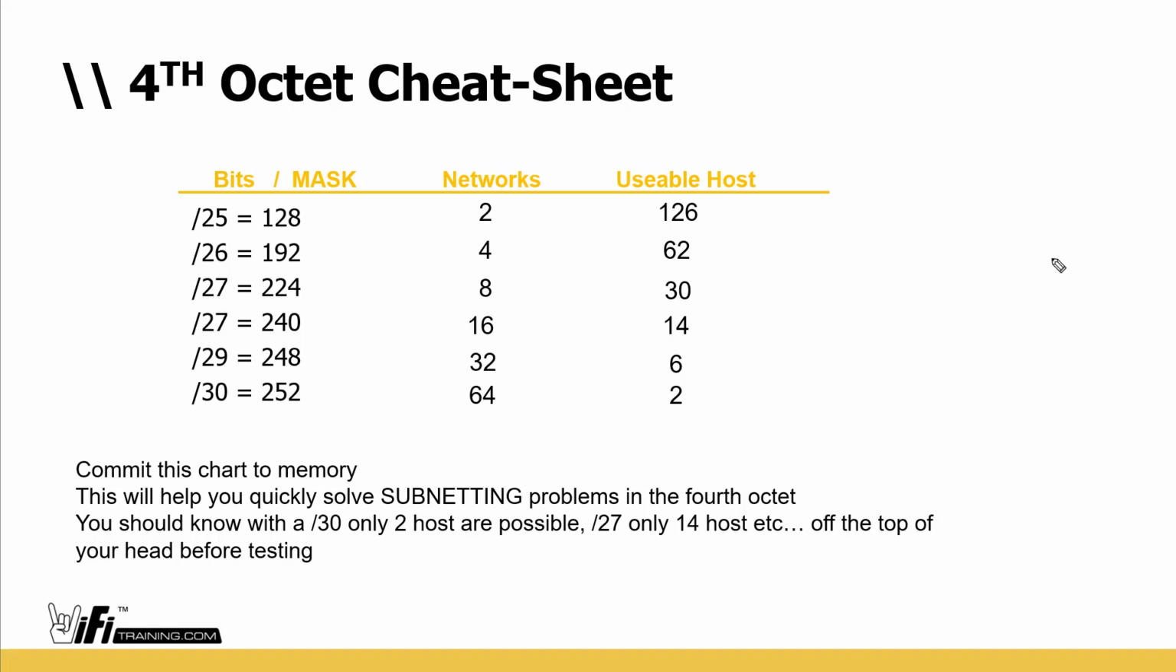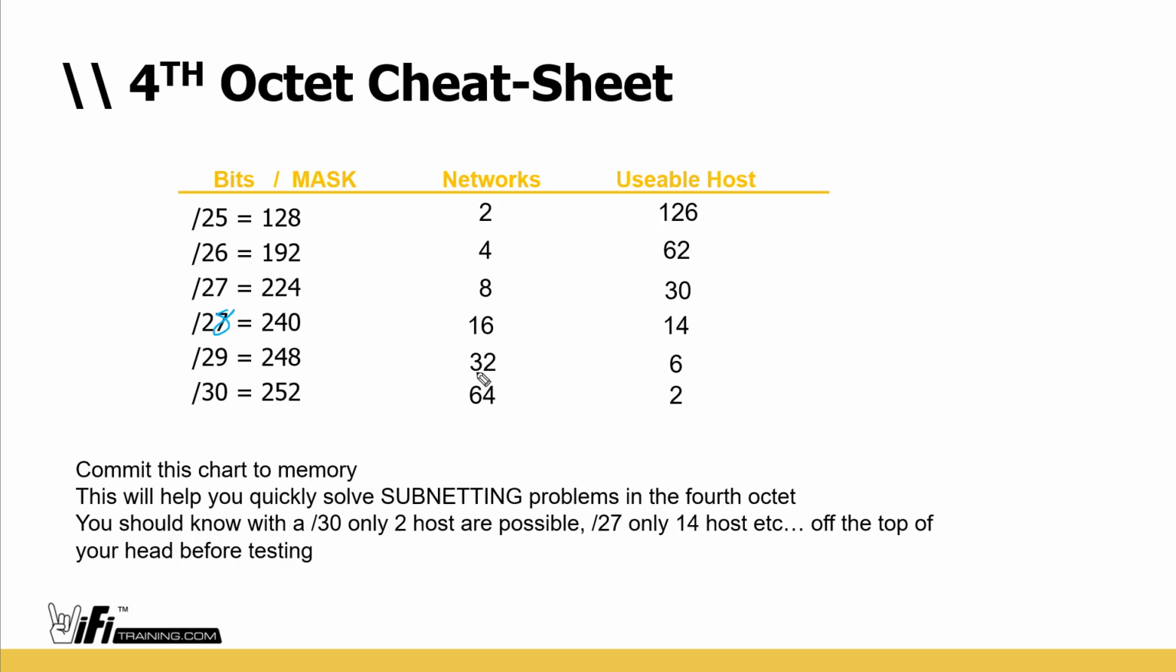Now, you might say, well, the block size was 128, but remember, every network needs a broadcast address and it needs a network address. So it's however many hosts are in the block minus 2 for a network address and a broadcast address. If you see a /26, the mask value is 192. If you see a /27, it's 224. /28, 240. /29, 248. /30, 252.